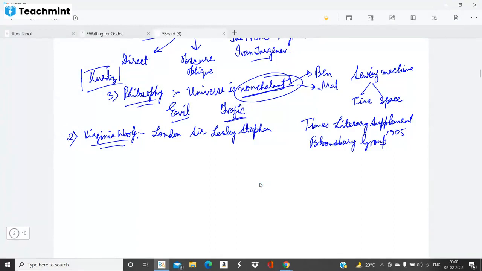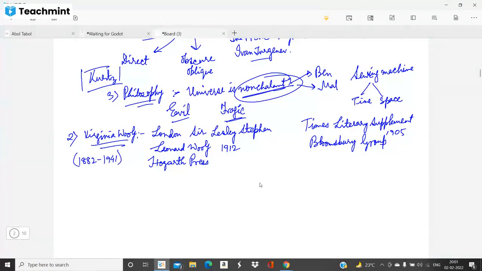And she married Leonard Woolf in 1912. And after her marriage, she became associated with a famous printing press called Hogarth Press. And this was a very prestigious press in her times. And throughout her life, she became a victim of immense stress. And finally, she committed suicide. So her dates are 1882 to 1941, when she cut her life short by committing suicide.